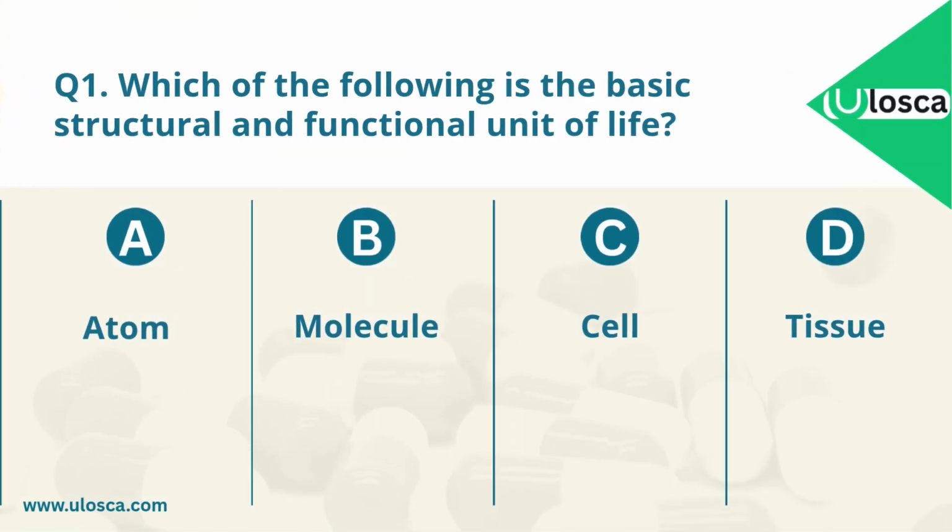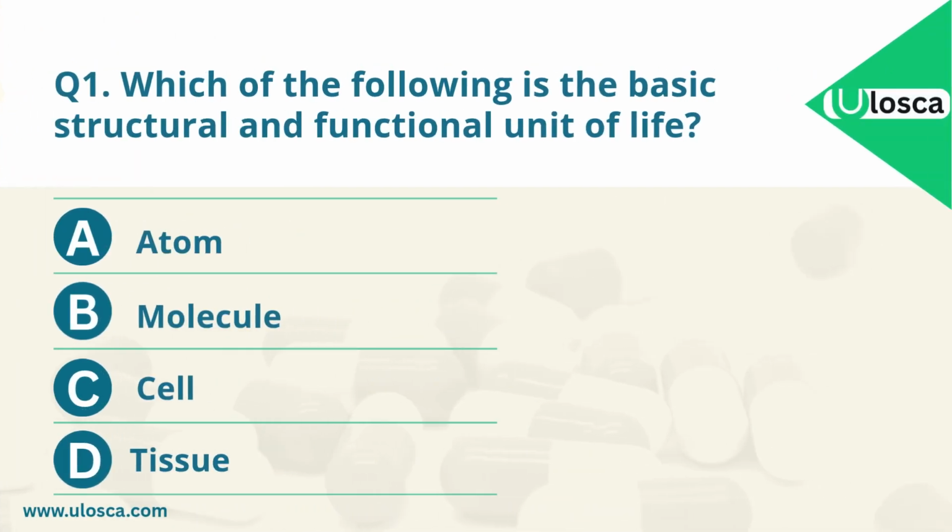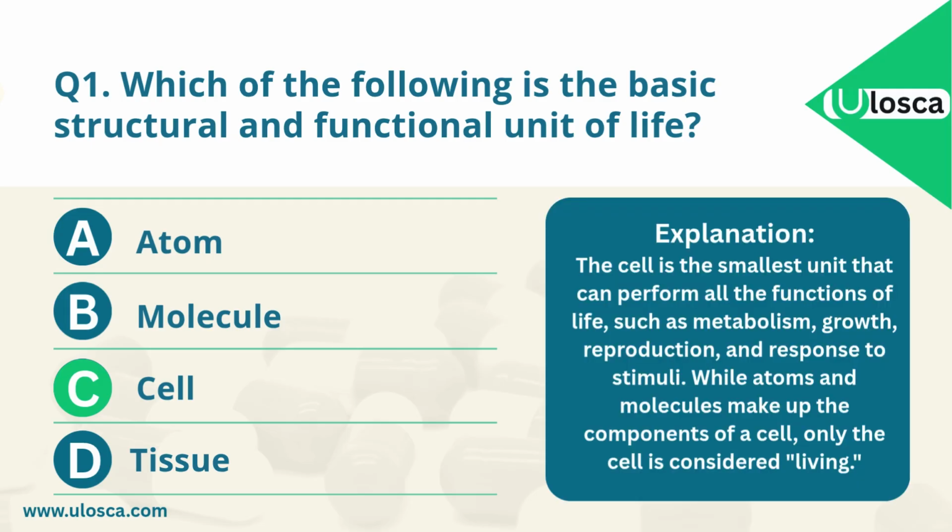Question 1. Which of the following is the basic structural and functional unit of life? A. Atom. B. Molecule. C. Cell. D. Tissue. Which one is the correct answer? The correct answer is C. Cell. Explanation. The cell is the smallest unit that can perform all the functions of life, such as metabolism, growth, reproduction, and response to stimuli. While atoms and molecules make up the components of a cell, only the cell is considered living.